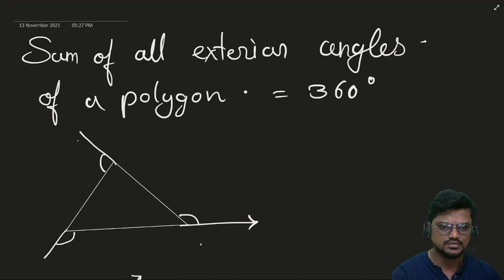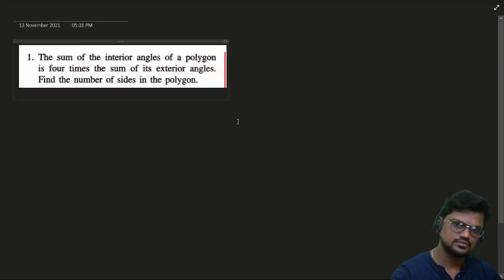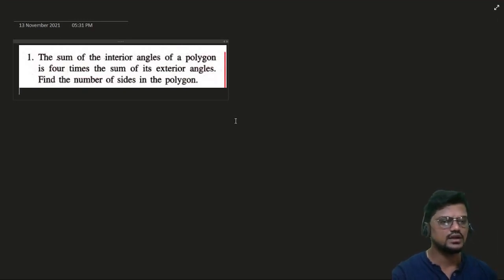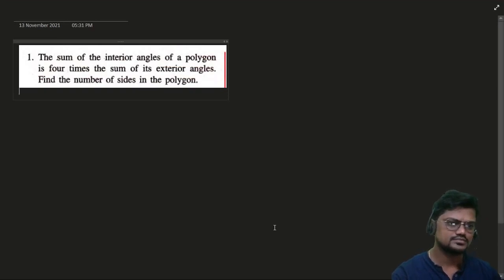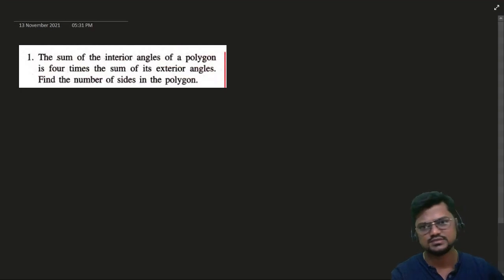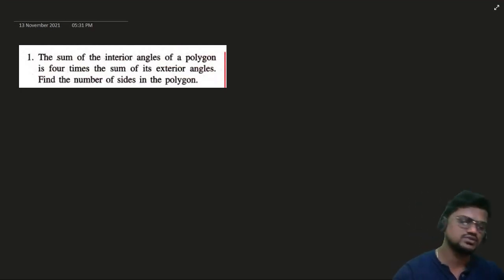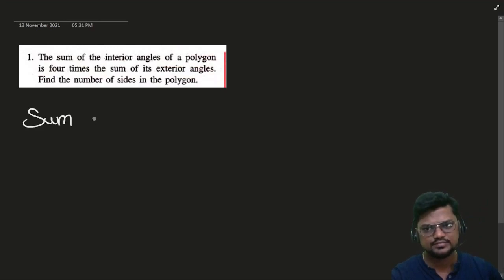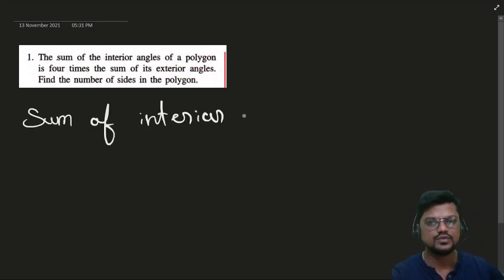The sum of interior angles of a polygon is 4 times the sum of its exterior angles. Then find the number of sides in the polygon. What you have to do is find the number of sides of the polygon in this case. The sum of interior angles of a polygon. What is the sum of interior angles of a polygon? 180. Of a polygon.